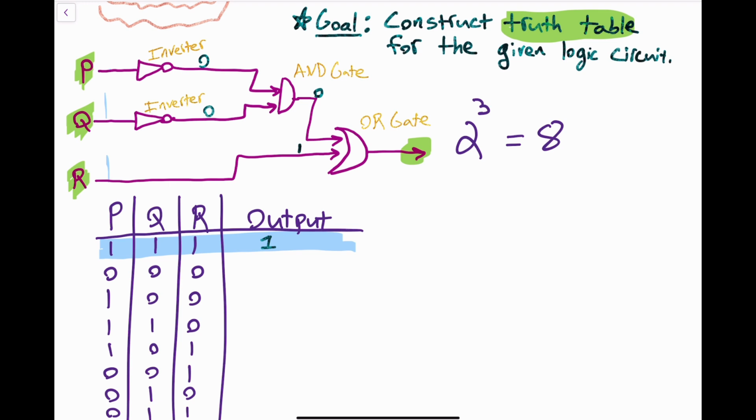Let's try the next row. We have inputs of 0, 0, 0. So P is a 0, Q is a 0, R is a 0. P with the 0 goes to the inverter, so 0 to 1. Q with a 0 goes to the inverter, so 0 to 1. We have the AND gate. 1 and 1 is just a 1. R is a 0. We have that OR gate, so we have 0 or 1, which is just 1.